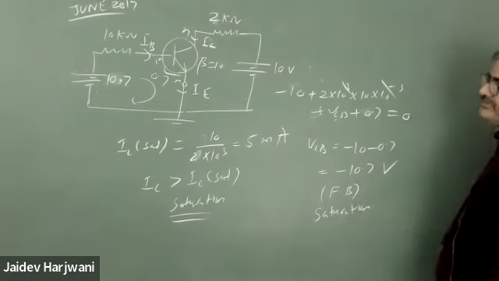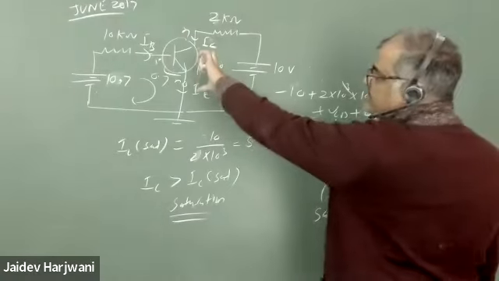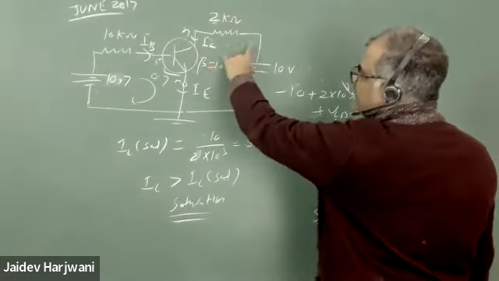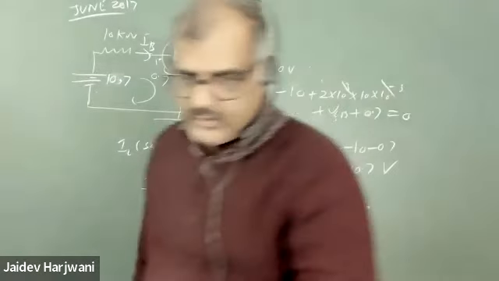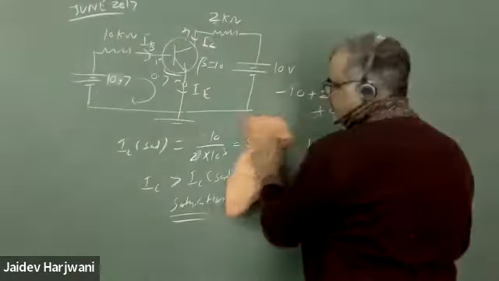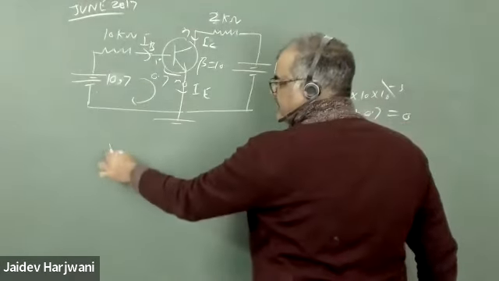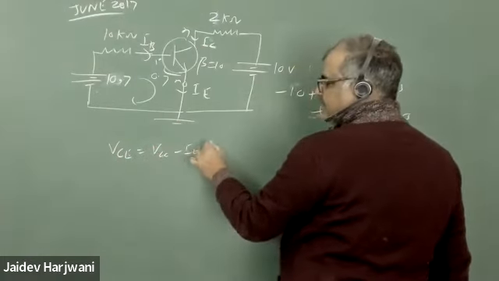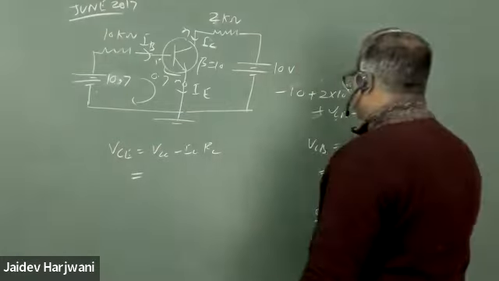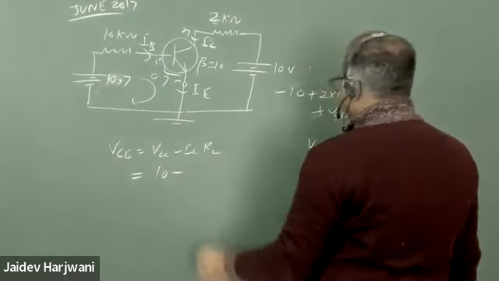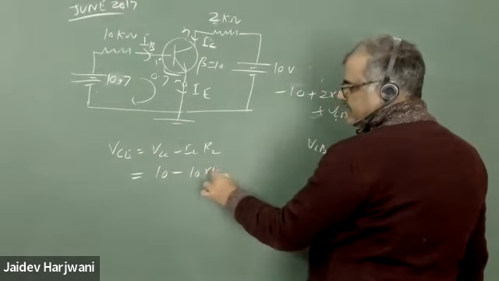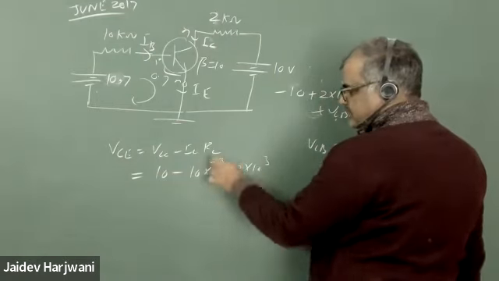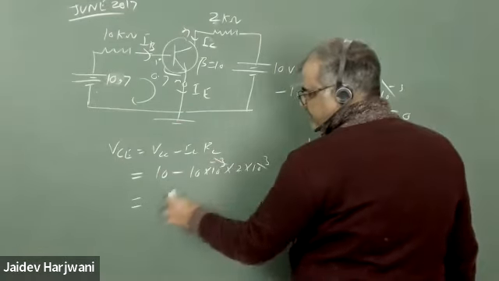Now for the same, you can also find VCE. VC will also come negative. If you calculate your VCE, that is VCC minus ICRC. VCC is your 10 volt, IC just now you found as 10 milliampere, and RC is your 2 kilo ohm. This cancels, so your VC is also coming minus 10 volt.